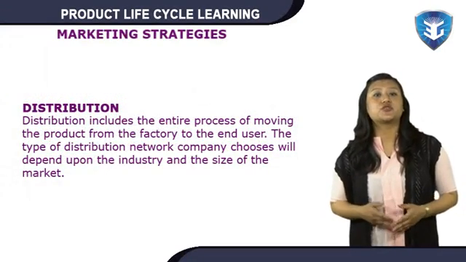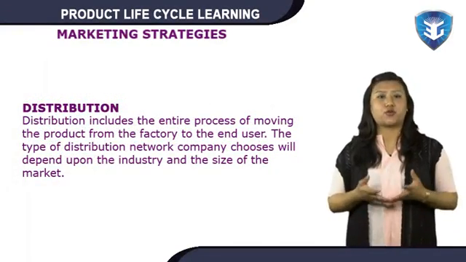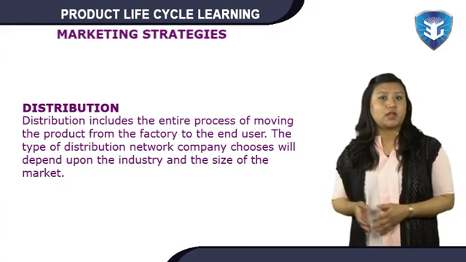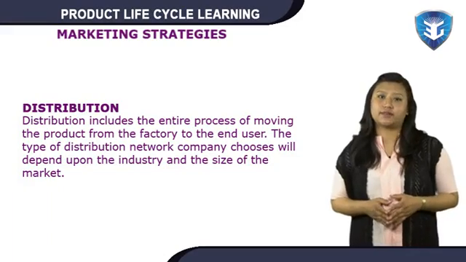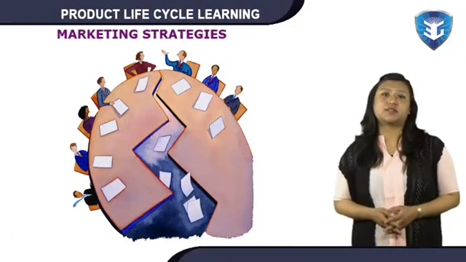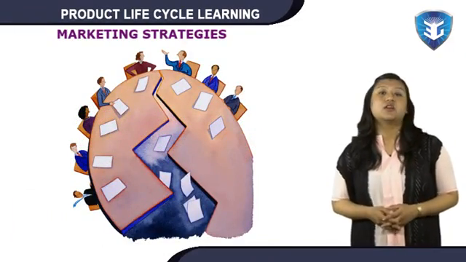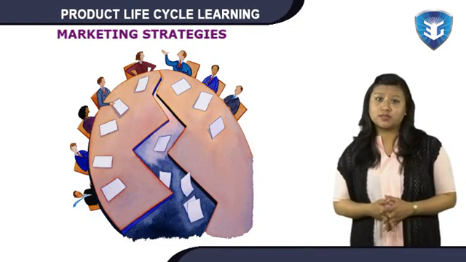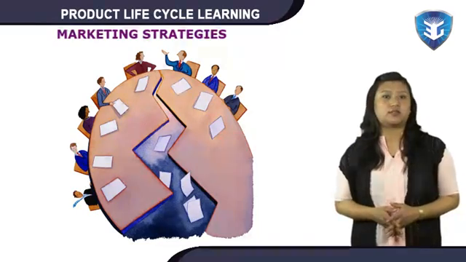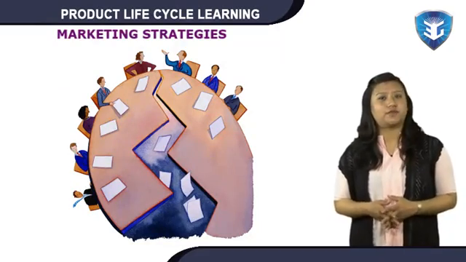Distribution. Distribution includes the entire process of moving the product from the factory to the end user. The type of distribution network a company chooses will depend upon the industry and the size of the market. A good way to make the decision is to analyze the competitors to determine the channels they are using and then decide whether to use the same type of channel or an alternative that may provide a strategic advantage.